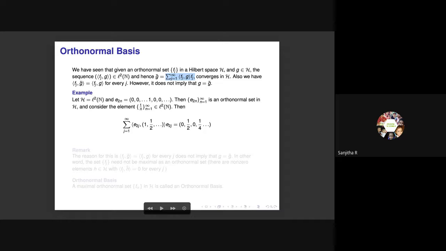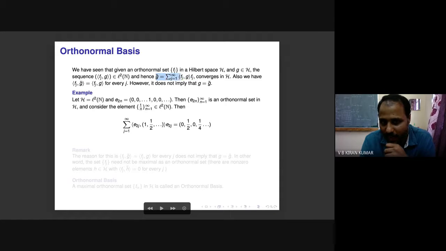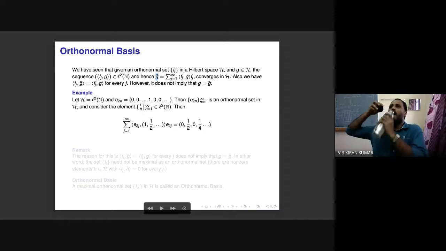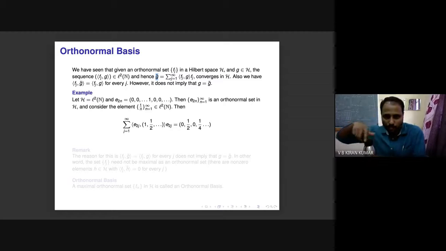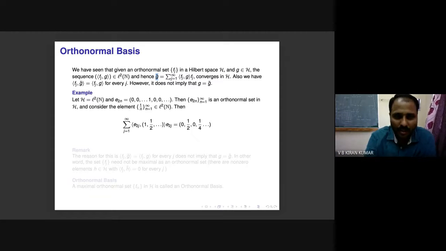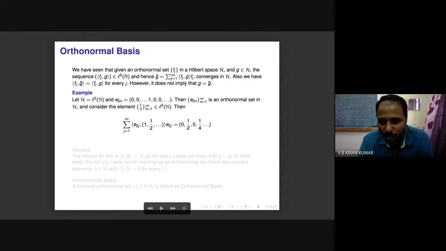You denote that limit by g tilde. It's an element in our Hilbert space. But this need not converge to g itself. Whatever it converges to need not be g. It will be going to something else, some g tilde. We have also proved that this alpha j will be exactly equal to the inner product of fj and g tilde. That means the inner products of fj with g tilde and fj with g are the same for all j. But still, it does not imply that g equals g tilde.